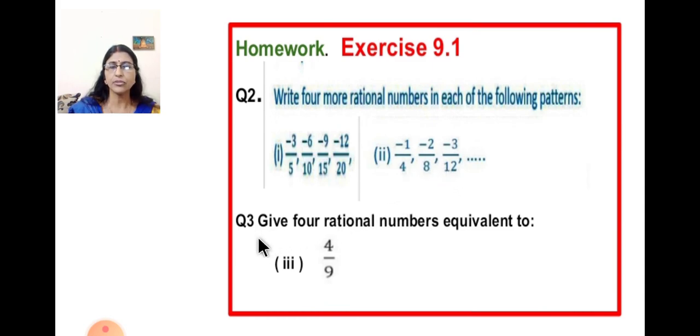Now the next question, question number 3. Two parts we have done today, and this is the third part. You have to give 4 rational numbers equivalent to 4 upon 9. This question you will do in your maths notebook. That's all for today.